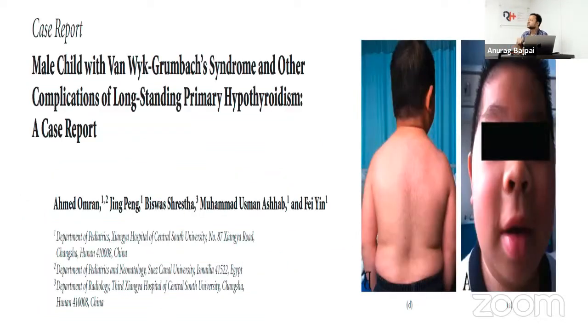Now, a case report showing a male child who presented with this peripheral precocious puberty like picture, with large testicular volume, but there was hypertrichosis seen in this picture, present in the back and the facial region, and they have a case report like that.